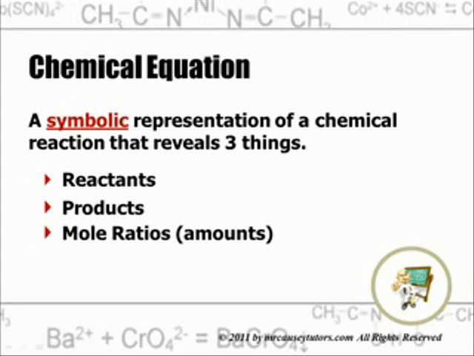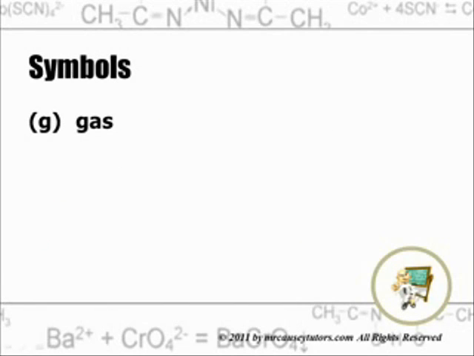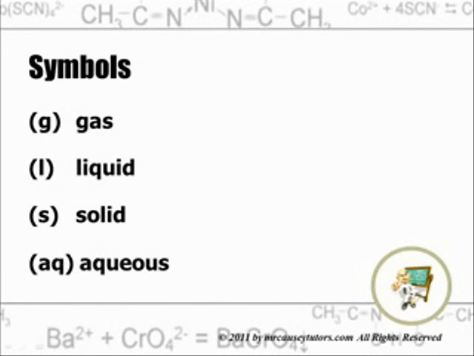The chemical equation is a symbolic representation of a chemical reaction, and it reveals three things: the reactants, the products, and the mole ratios, or the amounts. And learning to write a good chemical equation and then balancing it, as we'll do in the next lesson, allows us to understand what we're doing. It allows us to do a lot of things in the future that have to do with chemistry, such as stoichiometry and percent composition, and all these different things are important and based on what we know about chemical equations.